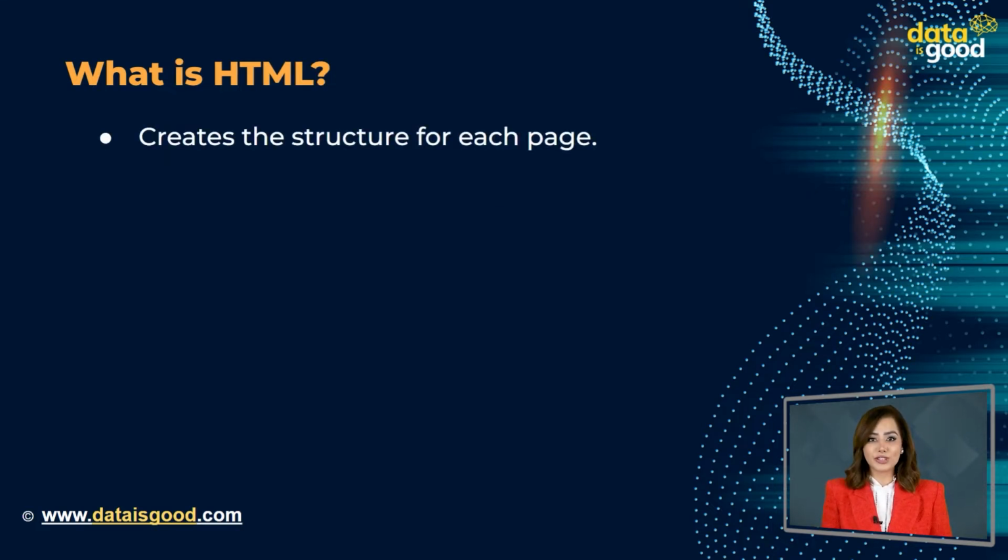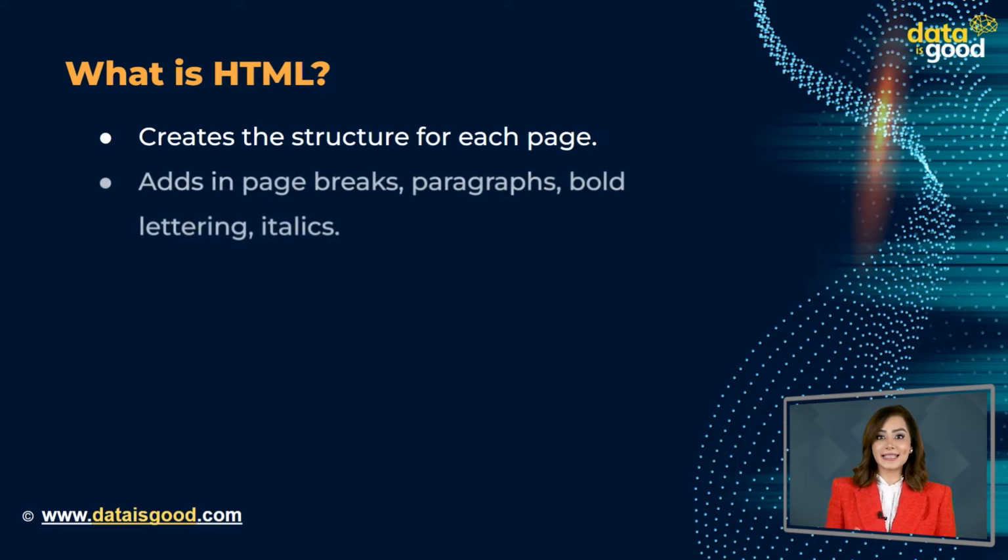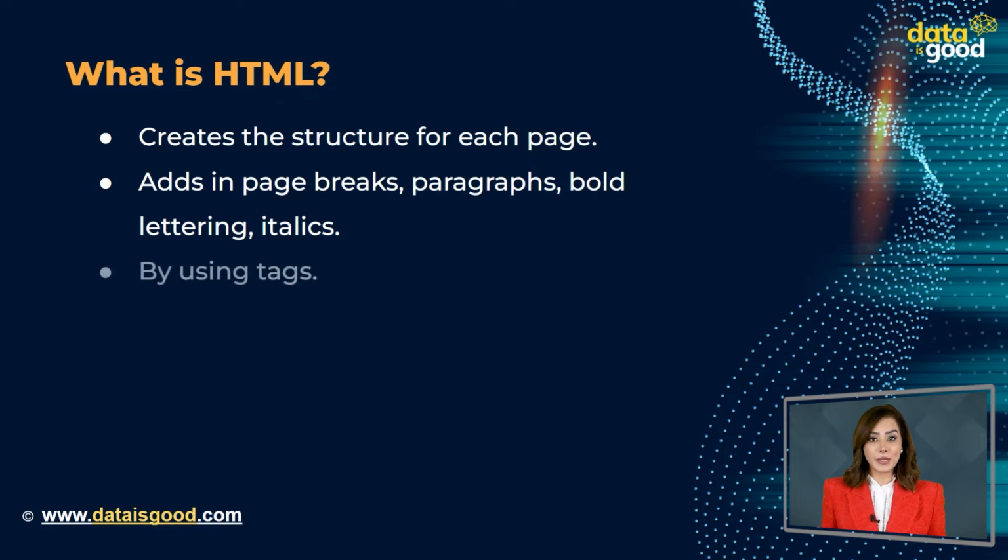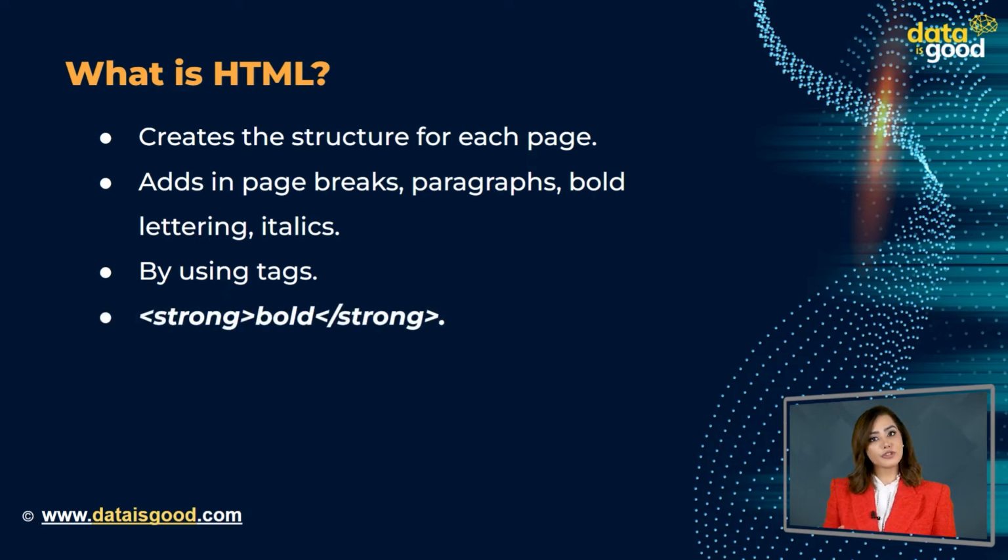HTML creates the structure for each page that we use and view. It's the HTML that adds in page breaks, paragraphs, bold lettering, italics, and more. This structure is defined by using tags that tell the text what to do. For example, to make a word appear bold, we put that word between the following tags: <strong>, bold, </strong>. The first tag indicates the start of the words that we want to bold, and the closing tag indicates where we want the bold to stop.